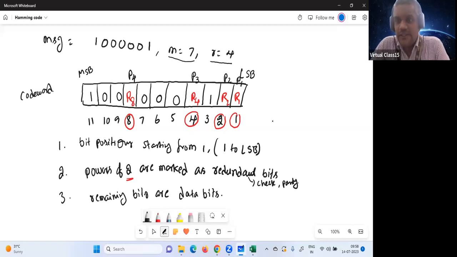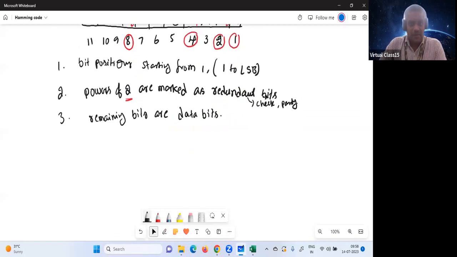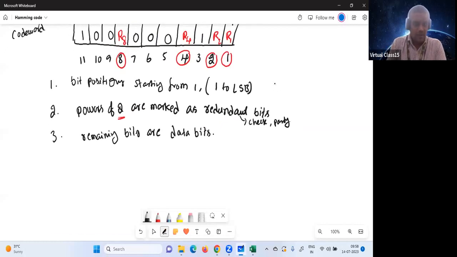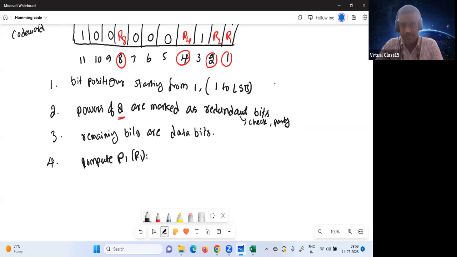Is it okay? Now what is our goal? Our goal next is to compute the R1 value or P1 value, R2 value, R4 value, R8 value. I hope you understood. We have to now compute the parity bit values or redundant bit values. There is again a different rule here. The fourth step: the rule for computing P1 or R1. Note down this rule. I will explain it.